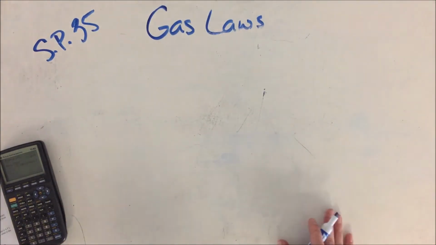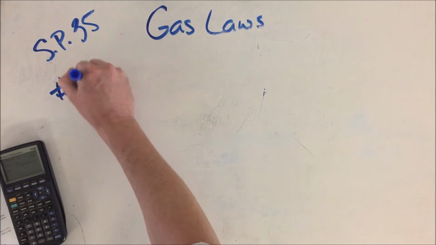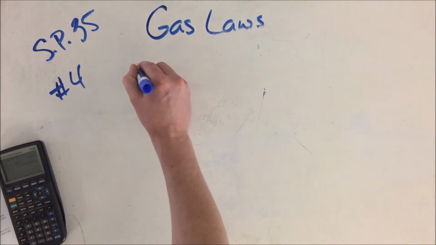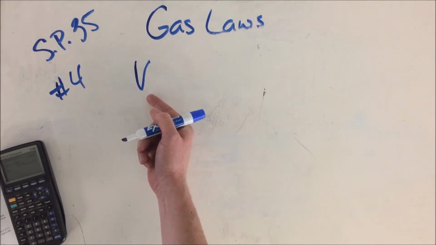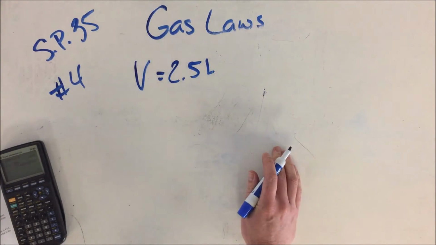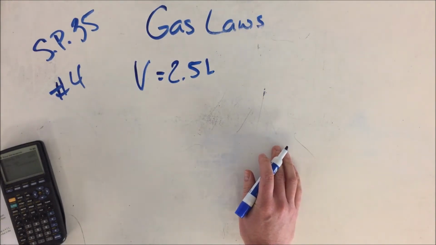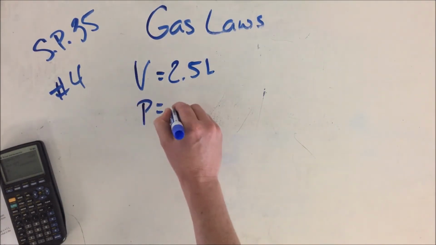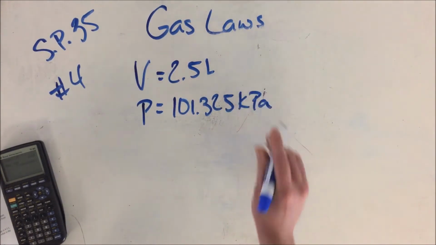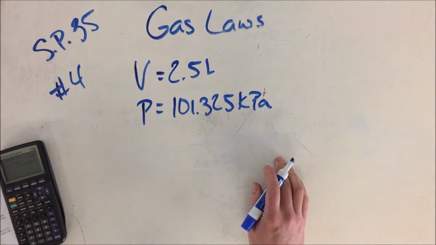Let's just go ahead and go for number 4. Again, I'm just doing random stuff here. So the volume of gas is 2.5 liters. I don't know if it's initial volume or not, I'm just going to label volume, 2.5 liters, when the pressure is at standard pressure, so pressure is 101.325 kPa. What is the volume of gas if the pressure decreases?